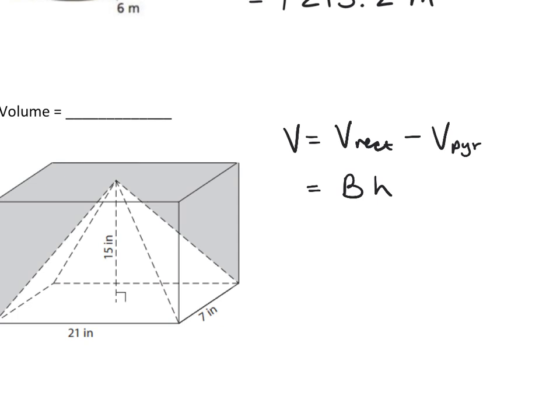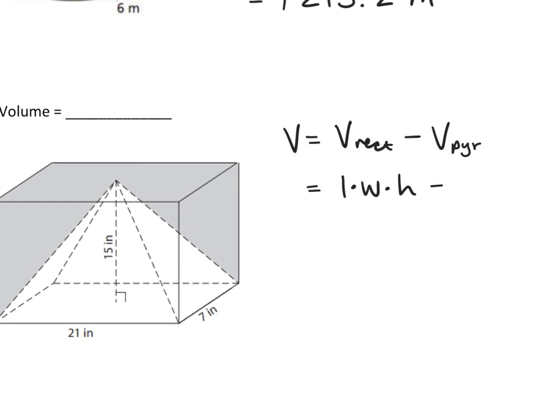What's the area of a rectangle? Say again? What's the area of a rectangle formula? We just did it. Length times width. So we're going to do length times width times height. Let me scoot that over. I can't fit all those letters. Length times width times height. That is big B base times height. The base is a rectangle.